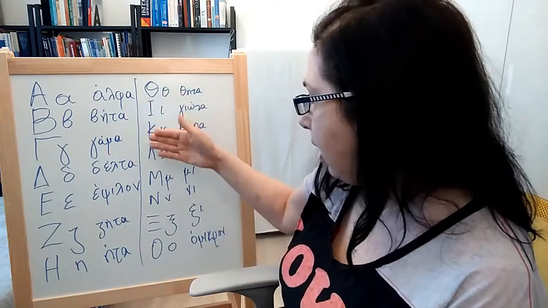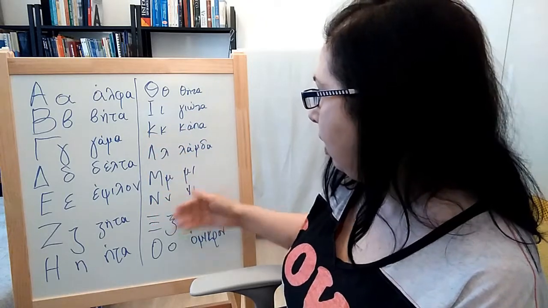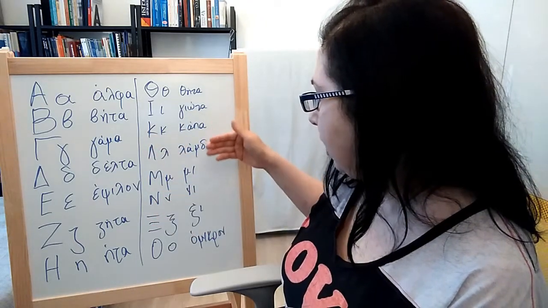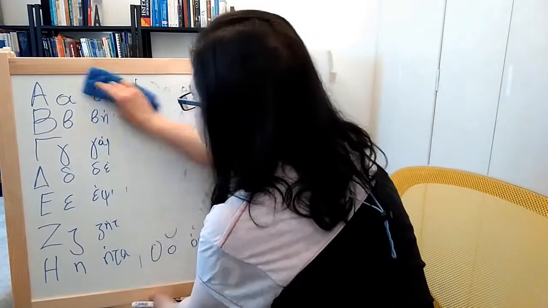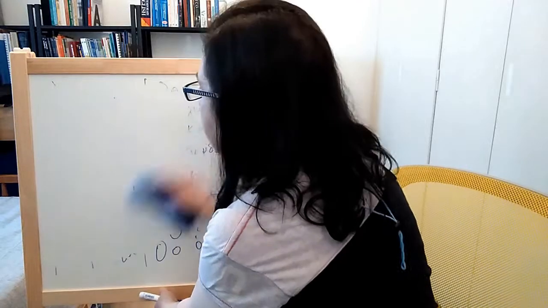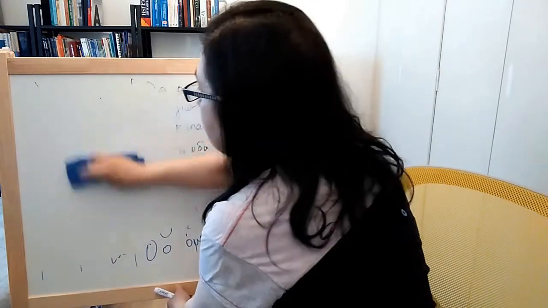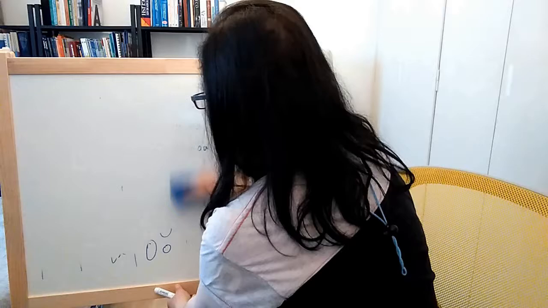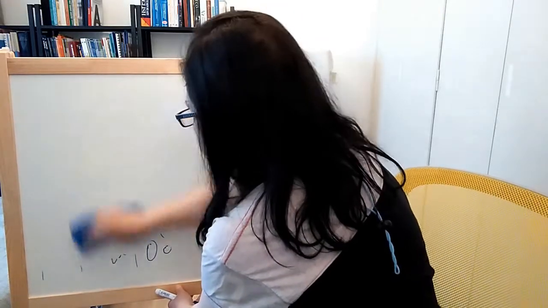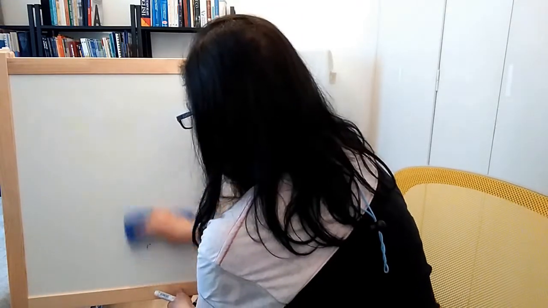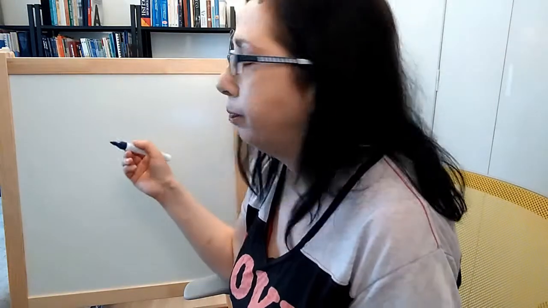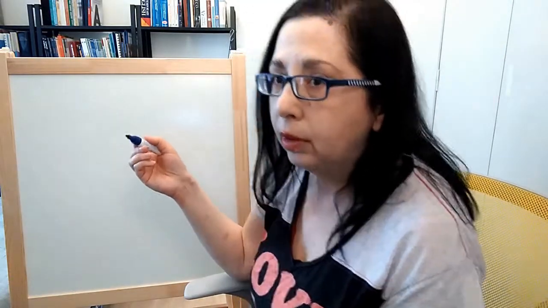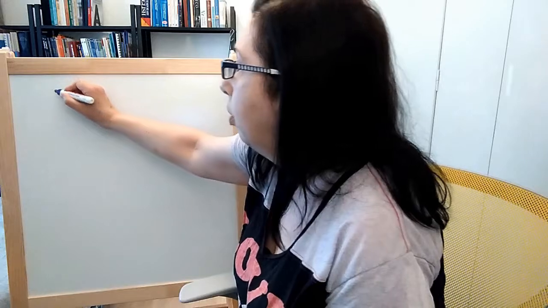So alpha, beta, gamma, delta, epsilon, zeta, eta, theta, iota, kappa, lambda, mi, ni, xi, omicron. Okay, and I'm sorry, and we have the rest. Okay, now, we were at omicron, so omicron, P.